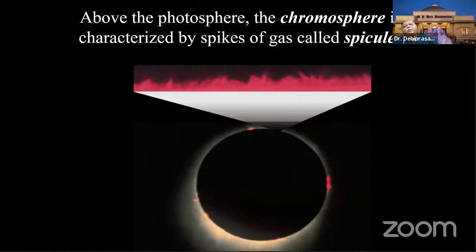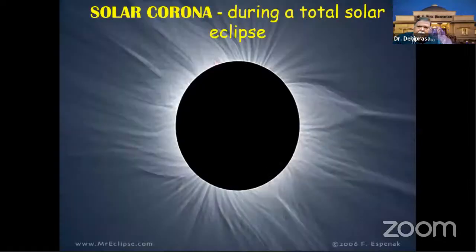This is another beautiful picture of the chromosphere taken during a total solar eclipse, with spikes of gas coming out of it. They are called spicules. And one of the most fascinating pictures is the corona, milky white radiation coming out from the surface of the sun. And this is amazing stuff.